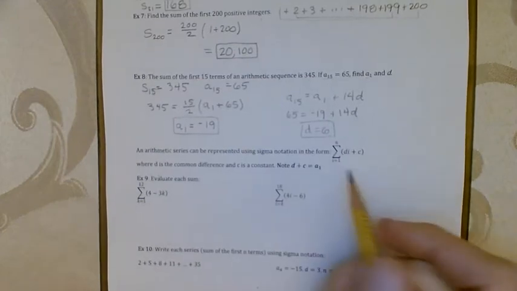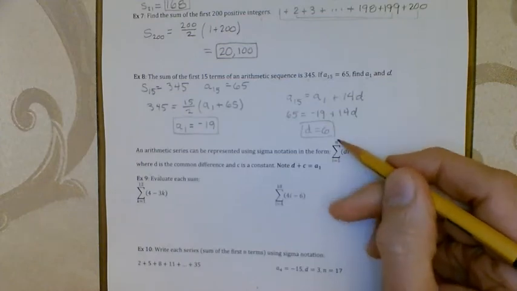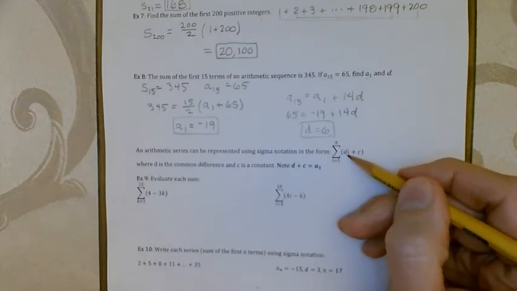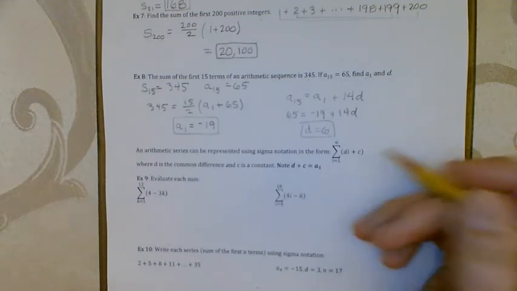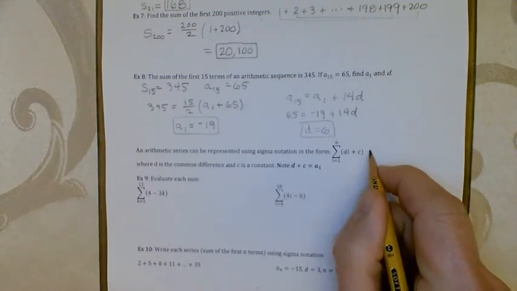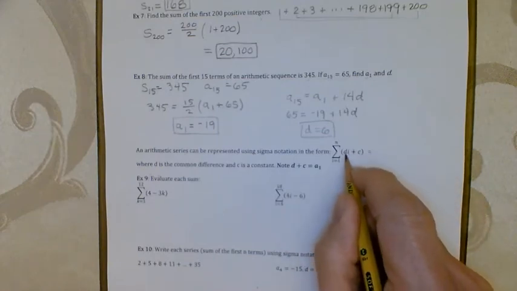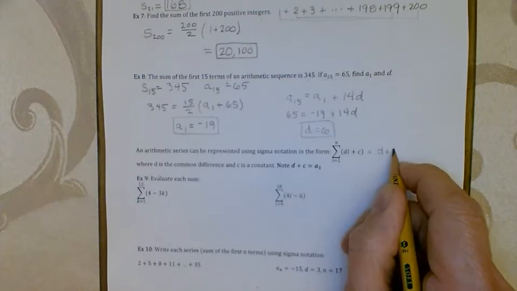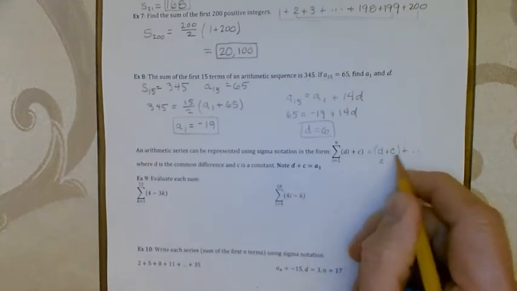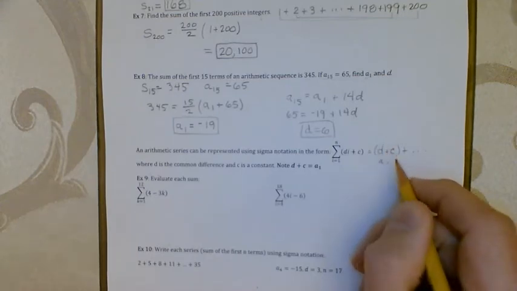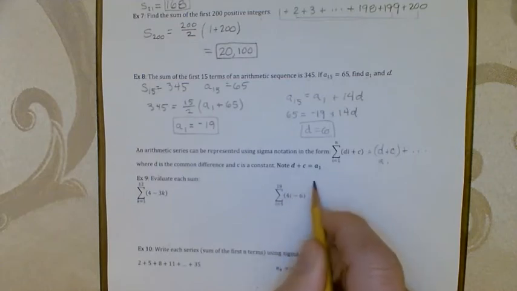Okay, so the general formula is the sum from i equals 1 to n of d times i plus c. This is going to generate the first term when we put a 1 in here: d plus c would be the first term, and so on. So a sub 1 will just be d plus c in this case. And that's kind of what this is just saying here.